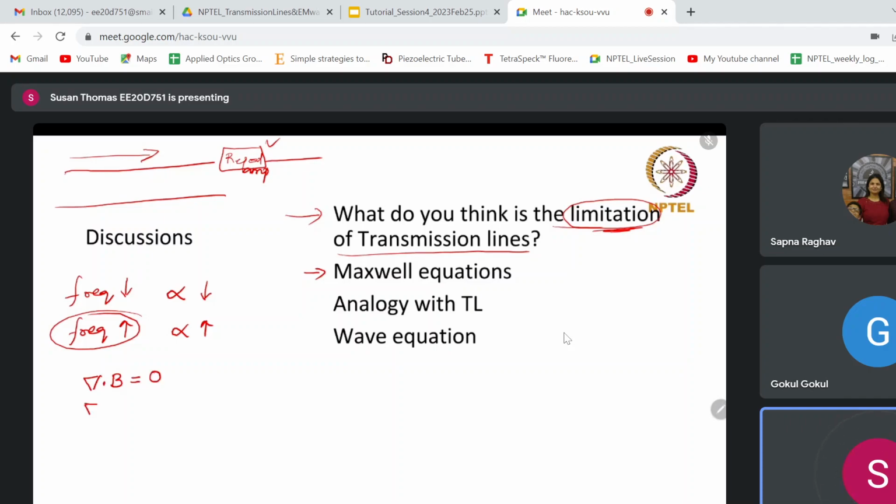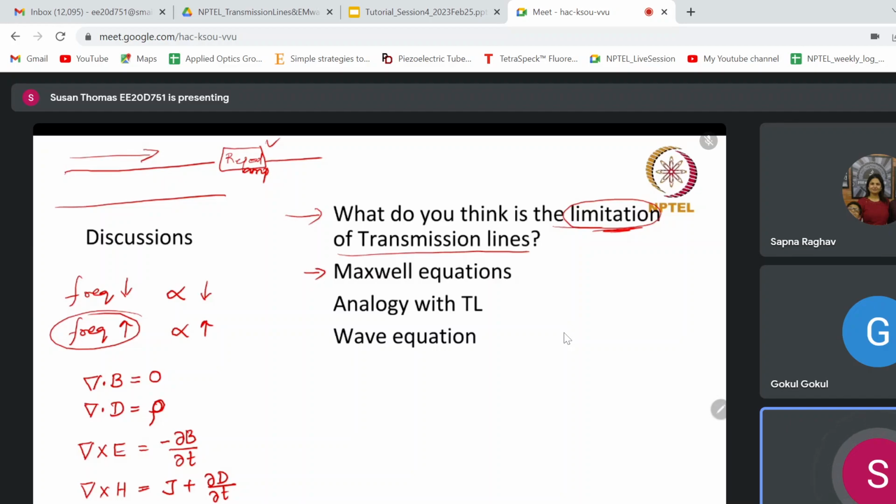Let me write it down here. Del dot B equal to 0, del dot D equal to rho, del cross E is equal to minus dou B by dou T, and del cross H is equal to J plus dou D by dou T.